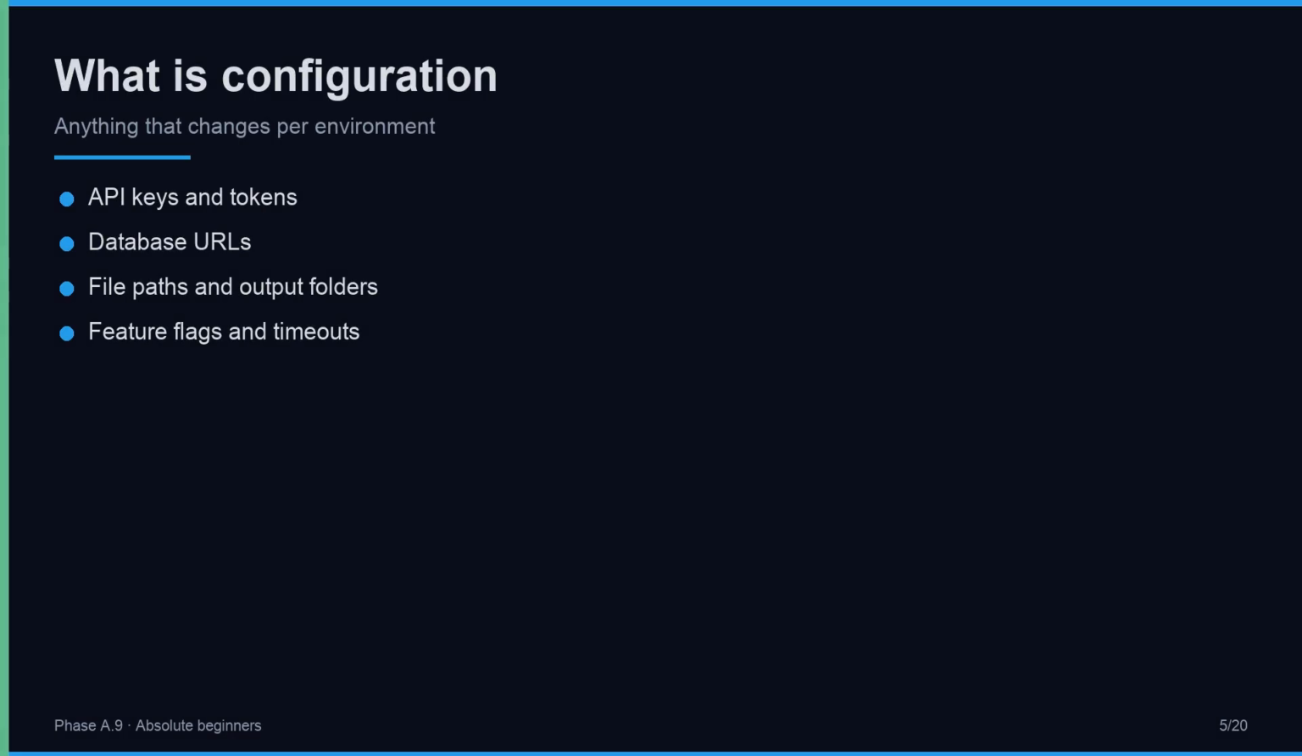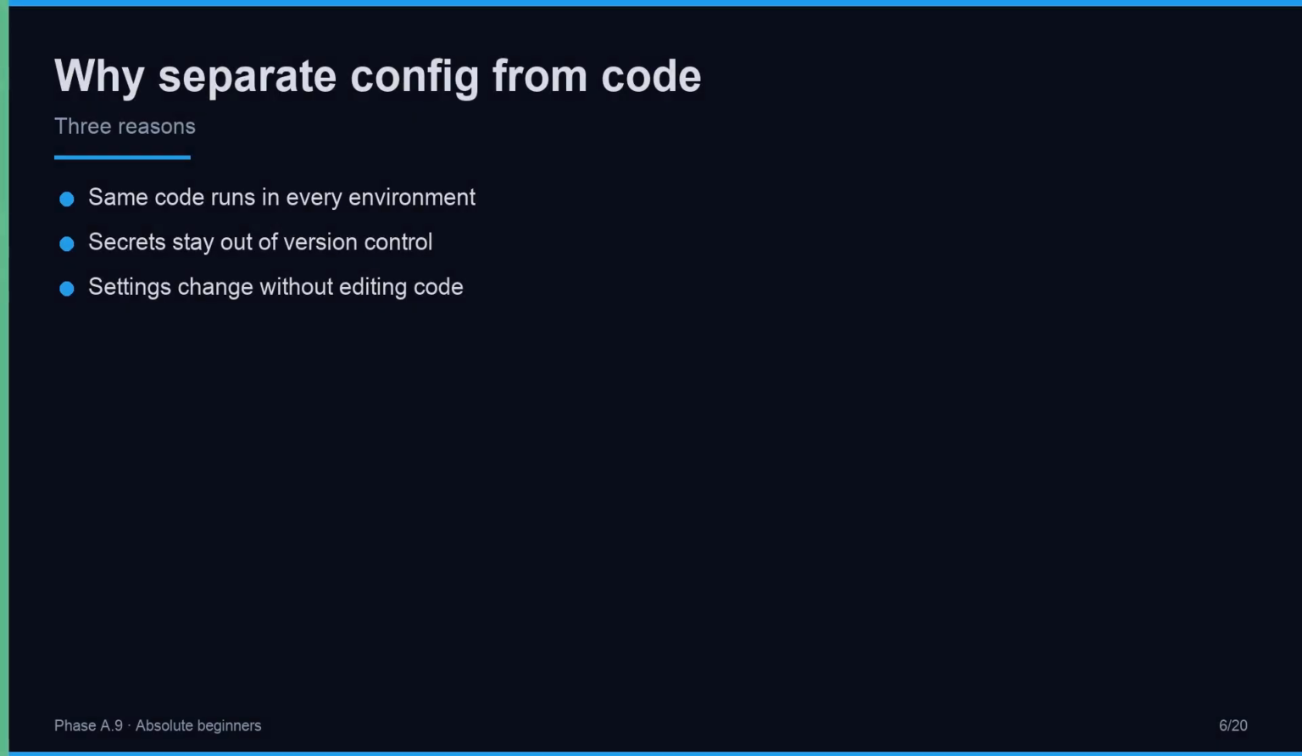Configuration is anything that might change between environments: your development machine, a test server, a production server. API keys differ. Database URLs differ. File paths differ. Feature flags differ. Timeouts differ. If a value could ever be different in another environment, treat it as configuration. Read it from outside the code, anything per environment.